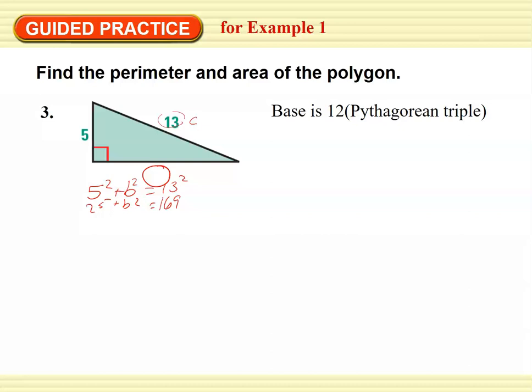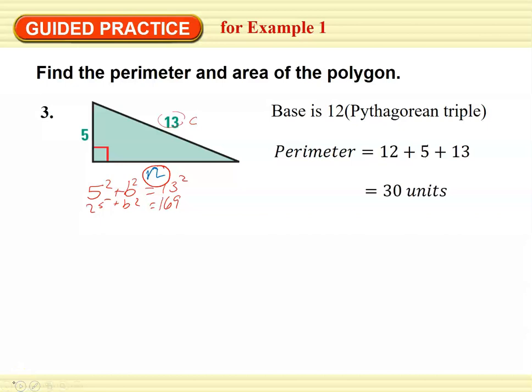All right, so now we know all three sides. We know that this side over here is 12. So to find the perimeter, we just add up those three sides. 12 plus 5 plus 13. And 12 plus 5 is 17. 17 plus 13 is 30. So the perimeter is 30 units. Okay, now we have the perimeter. Now we just need to find the area.